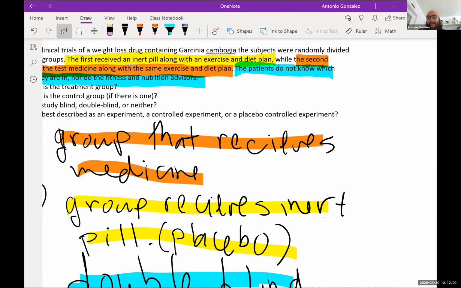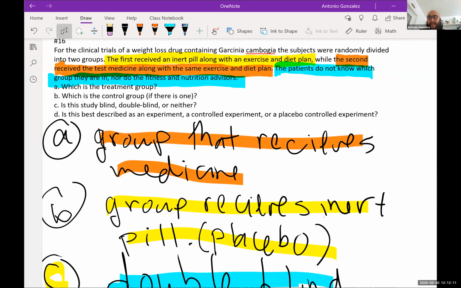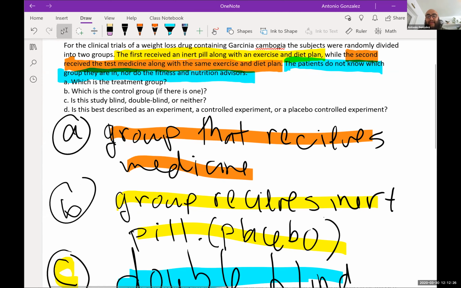Okay, does that make sense, Theodore? So it's modeled so that it's exactly the same in that they take this pill, right? Both groups do the same exercise and diet, but one of those pills doesn't have any kind of medicine involved in it. Okay.